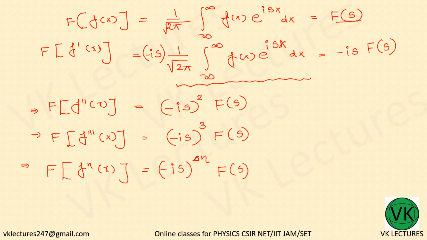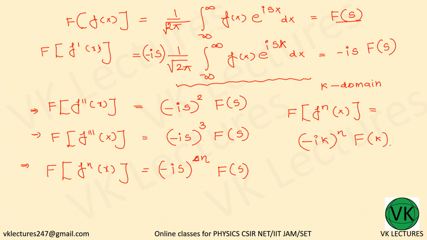Now if it is in the k domain, that means you are moving from x domain to k domain, the Fourier transform of the nth derivative of the function f of x is equal to minus ik all to the power n into F of k. So this is the idea.